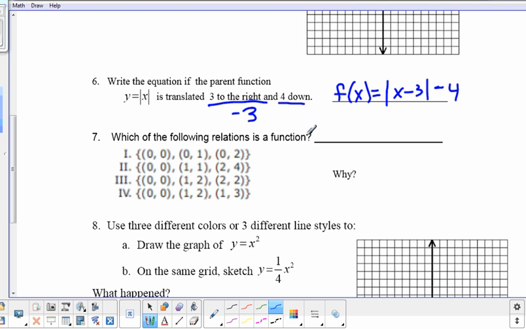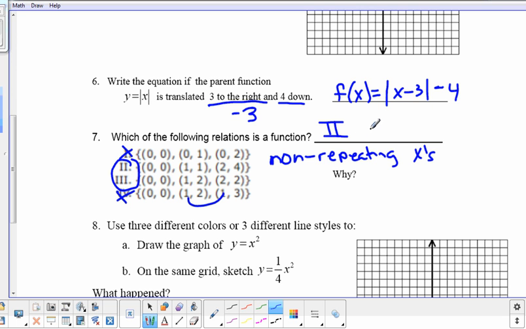All right, which of the following relations is a function? And again, you've got to look for non-repeating x's, because we don't want the x's to repeat. So if our x's repeat, not a function, not a function. These, the x's don't repeat. That was on the last test even.